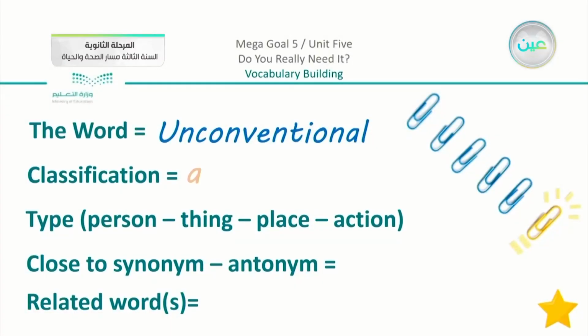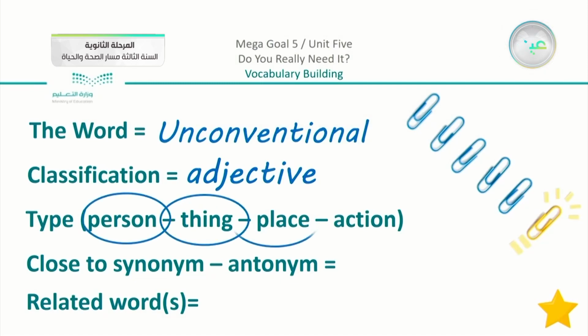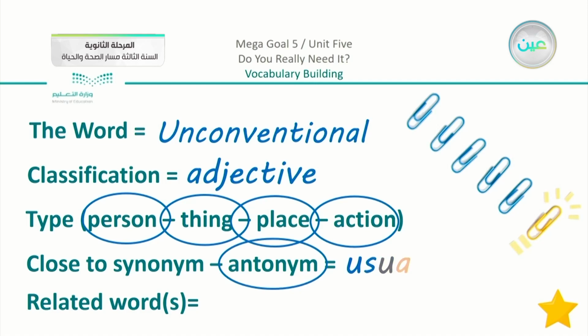The word unconventional is also an adjective to describe. We can describe a person, a thing, a place, or an action. It is the opposite of something that is usual. So here we are relating something that is different but unusual at the same time. This is what makes up the meaning of unconventional. And we can relate it to our strange word, which is outlandish. You can see that unconventional is very close to outlandish, but outlandish means that something is stranger.